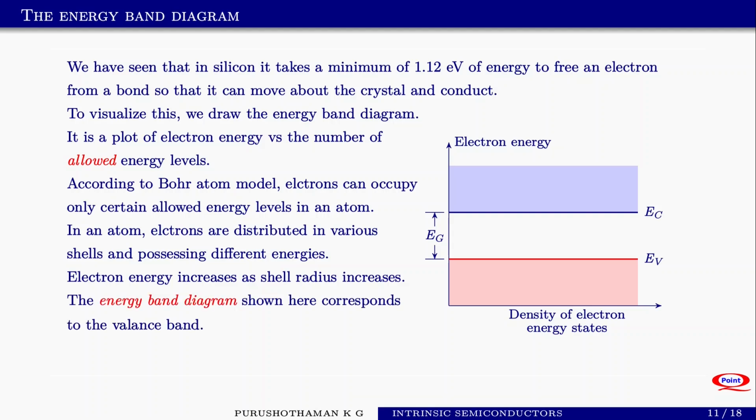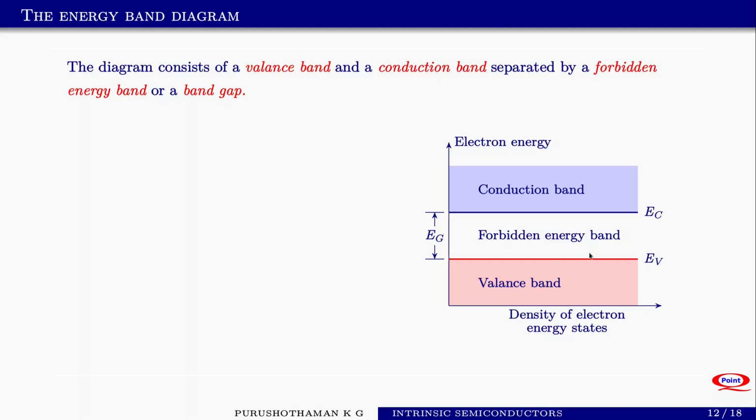The energy band diagram shown here corresponds to the valence band, and the energy band diagram corresponding to inner core electrons is not shown here. The diagram consists of a valence band at lower energy levels and a conduction band at higher energy levels, separated by a forbidden energy band or a band gap. EV corresponds to the top of valence band and EC corresponds to the bottom of conduction band. EV plus the forbidden energy gap is equal to EC.